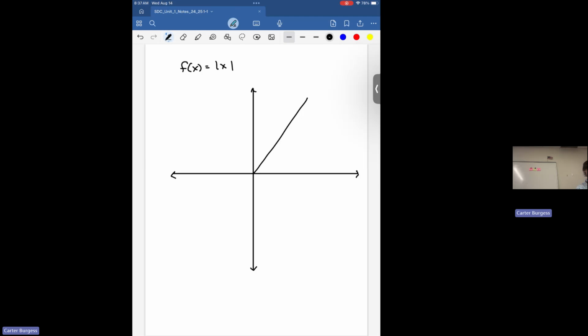It's going to look like this. What do we notice about this function?